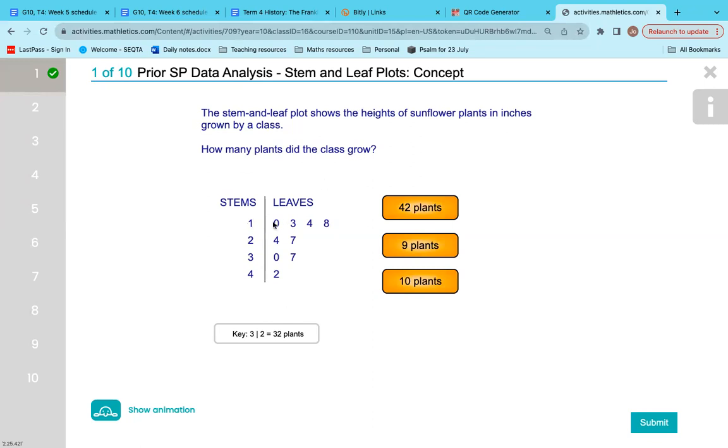How many plants did the class grow? Well, each of these leaves combined with the stem makes a measurement. So to find out the number of plants, I can just count the number of leaves because that says 10, that's 1, 13. Okay, so 1, 2, 3, 4, 5, 6, 7, 8, 9. 9 plants altogether.